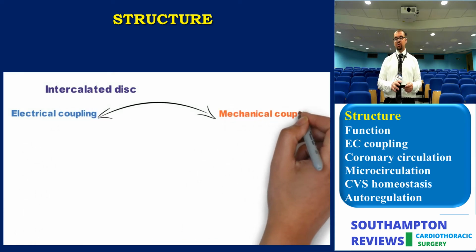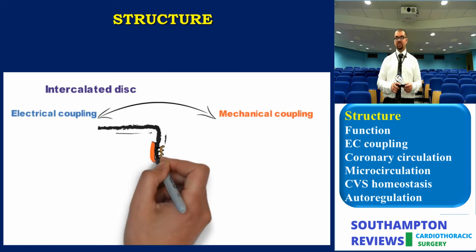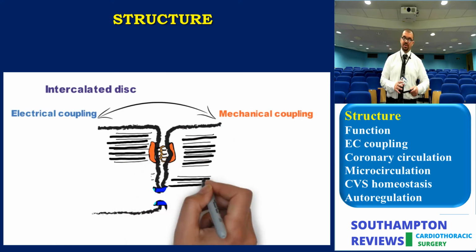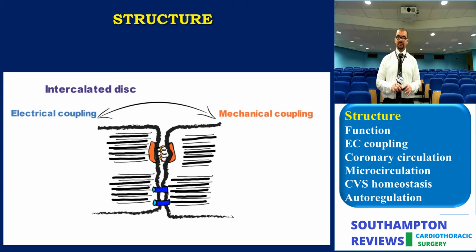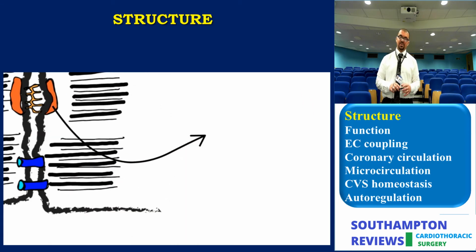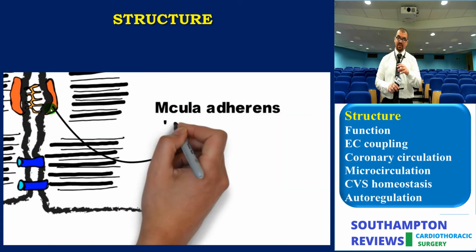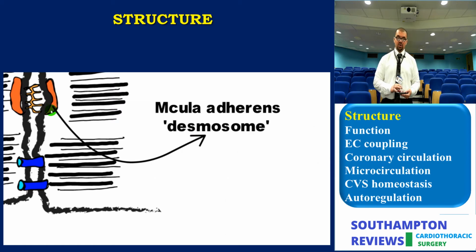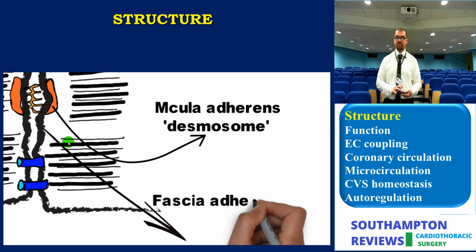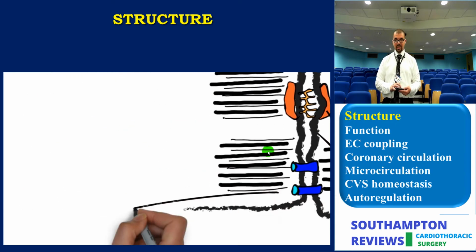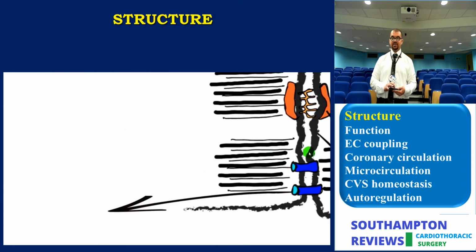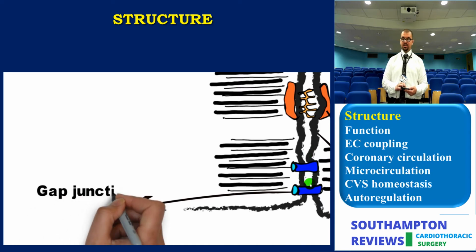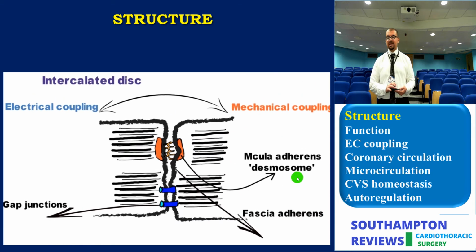So as you can see here, all myocytes are connected together via specialized connection points called the intercalated discs. These discs have a mechanical coupling area, denoted by the orange color here, as you can see. That is referred to as the macula adherens or the desmosome. There is also the fascia adherens, that is the black part here. It also contributes to the mechanical stability.